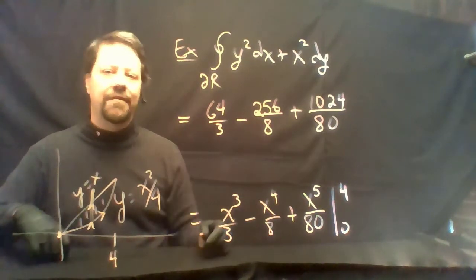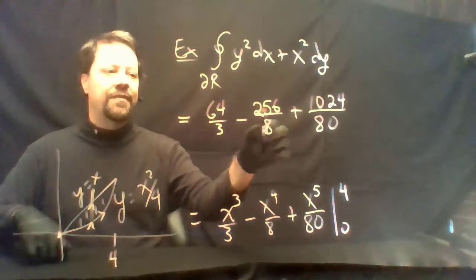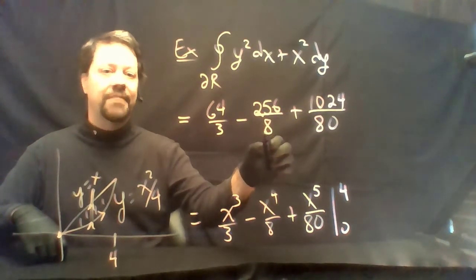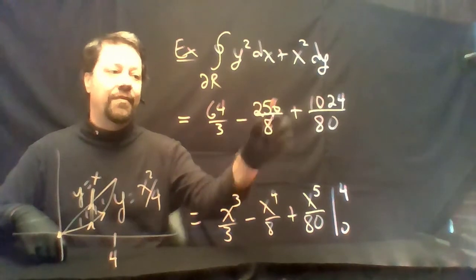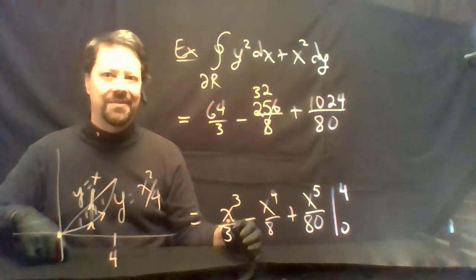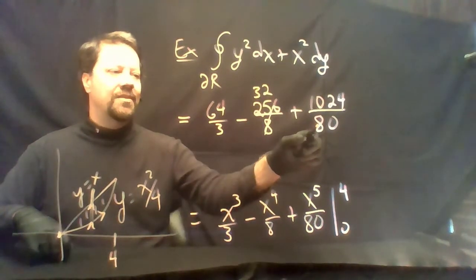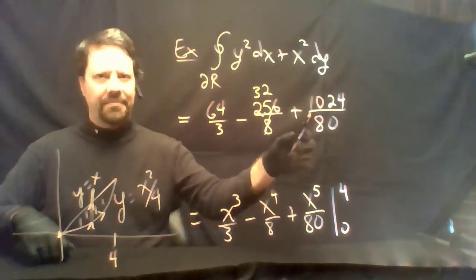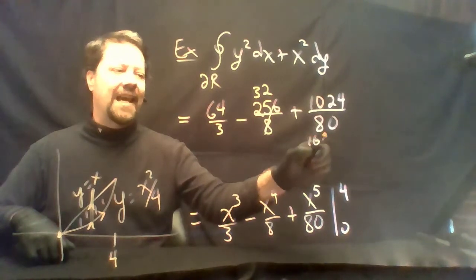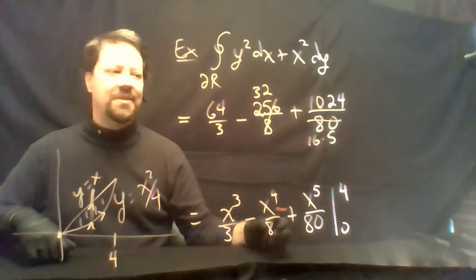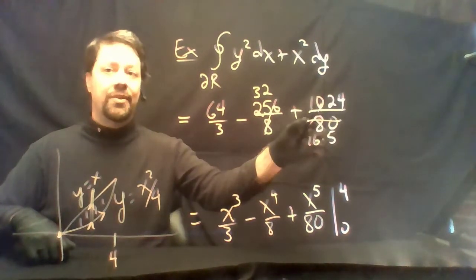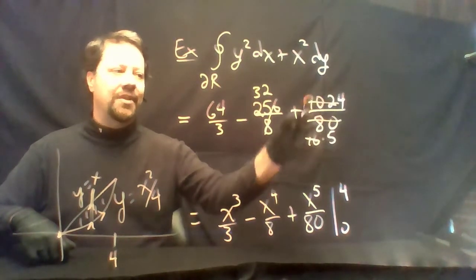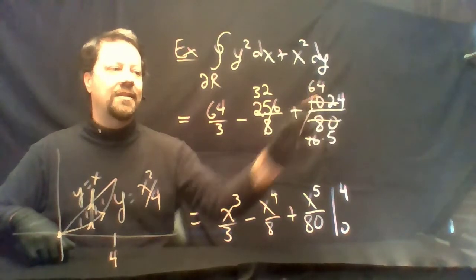We can reduce these fractions somewhat. 8 goes into 256. Remember, 256 is 2 to the 8th, divided by 2 cubed is 2 to the 5th. 2 to the 5th is 32. 16 goes evenly into 80. 16 goes into 80 5 times. The numerator is 2 to the 10th, and we're dividing by 2 to the 4th. When you cancel, you get 2 to the 6th. That's 64.